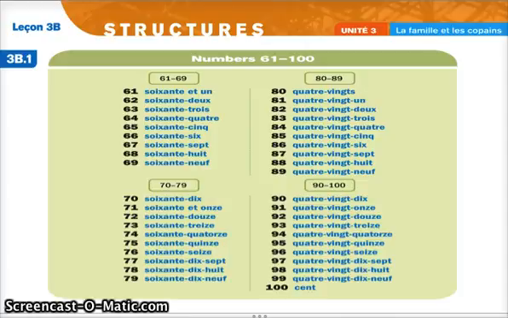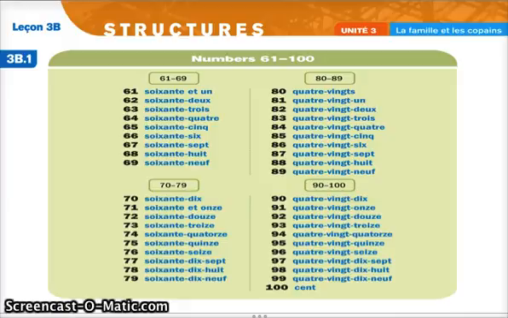In French, the 60s and 70s are both based on the base of soixante, meaning 60. 61 through 69 are fairly obvious. You add a "et un" for 61, and then everything else follows the ones digit all the way up from 62 through 69, and those are linked with hyphens.